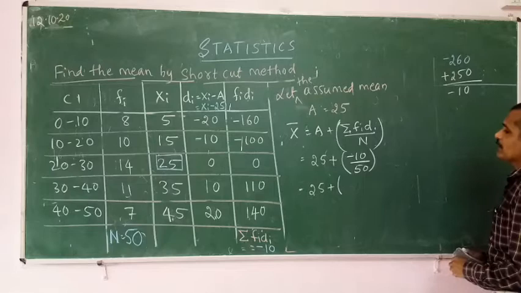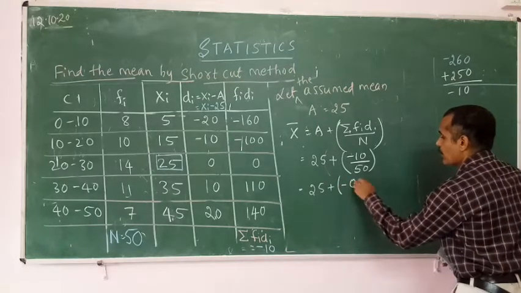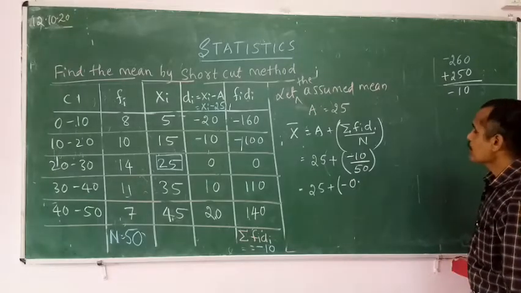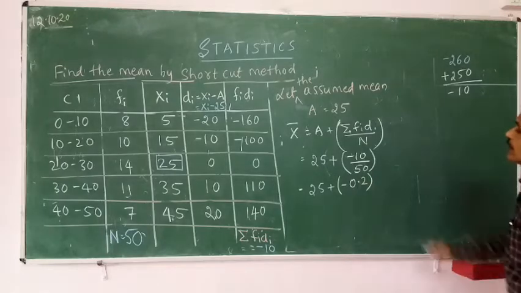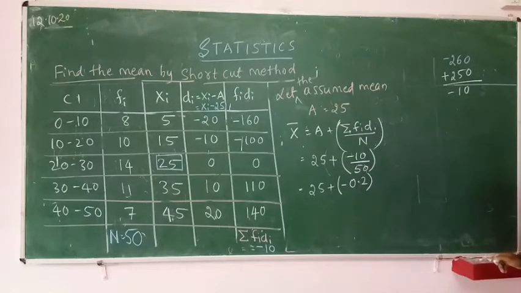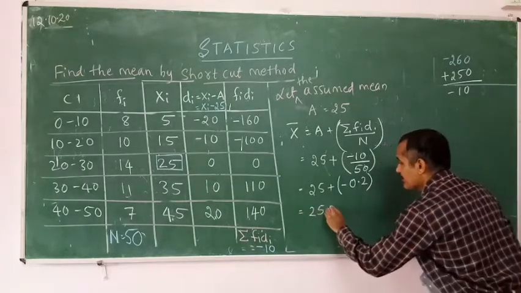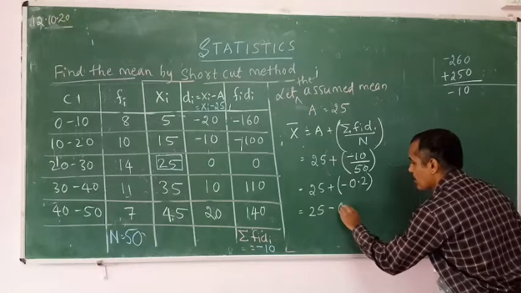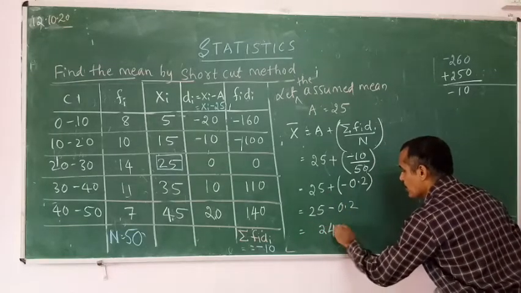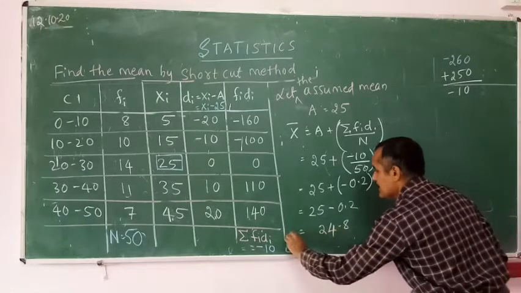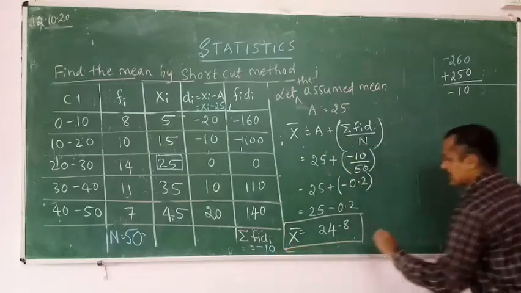10 by 50, what happens? It is minus 0.2. 0 gets cancelled. 1 by 5, 0.2. It is 25 plus into minus 0.2. Answer is 24.8 is the mean. Yes, that is the end of it.